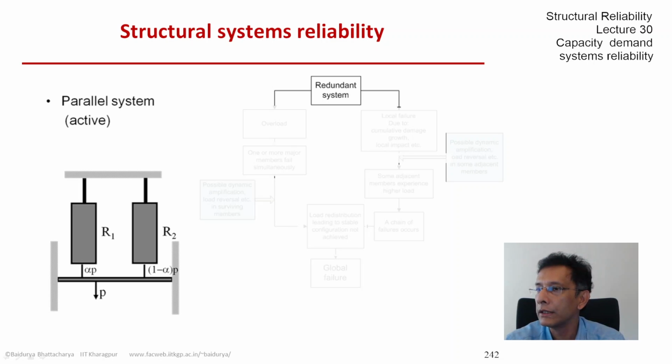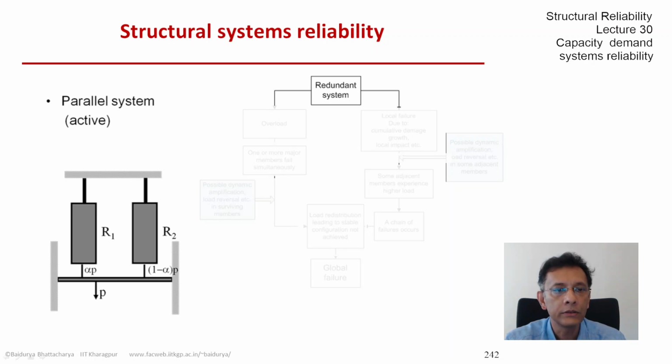So what you see on the left is an active parallel system. Again, the simplest possible situation where we have two members loaded by a common load P, and the load is shared by the two, not necessarily equally. In this particular situation, for equilibrium, we have P balanced by alpha P in the left member and 1 minus alpha P in the right member, as long as both members are intact.